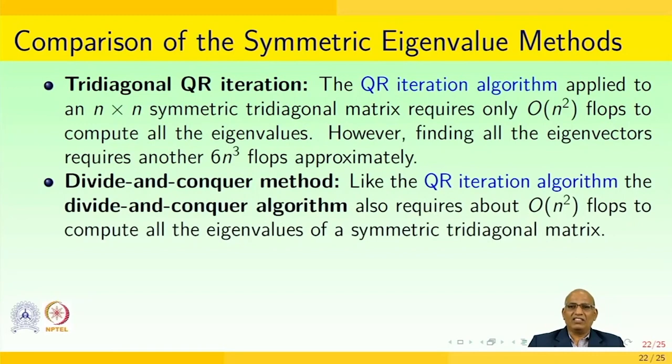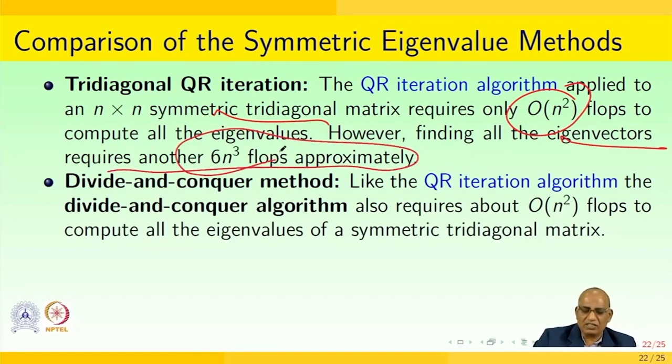So, comparison of the symmetric eigenvalue methods. If you look at the tridiagonal QR iteration, the QR iteration algorithm applied to an n by n symmetric tridiagonal matrix requires the order of n square flops to compute all the eigenvalues. However, finding all the eigenvectors requires another 6n cube flops approximately.